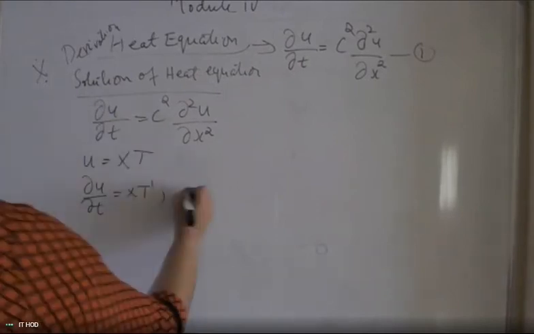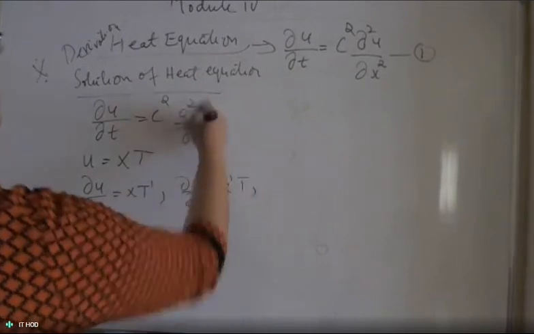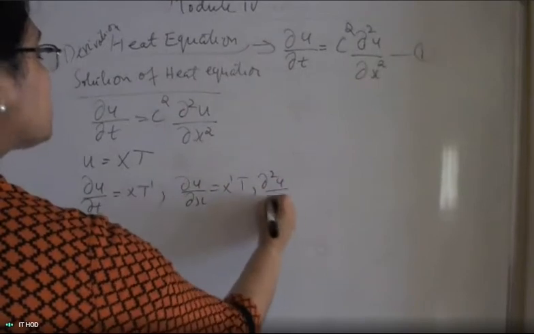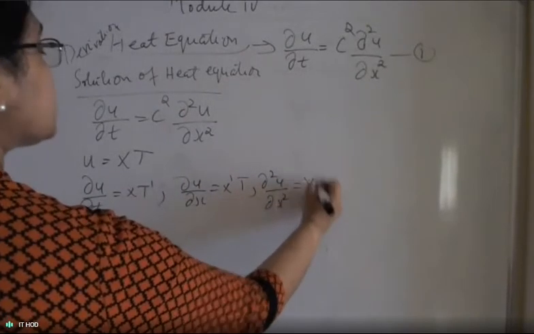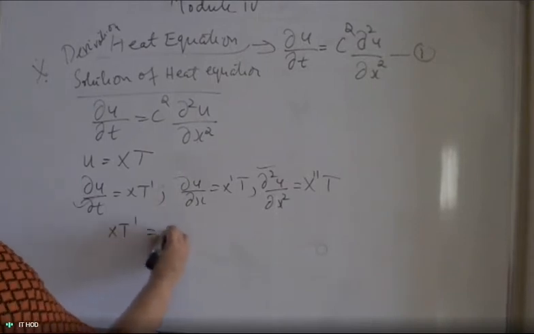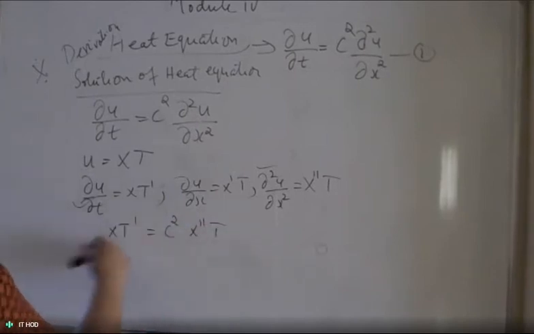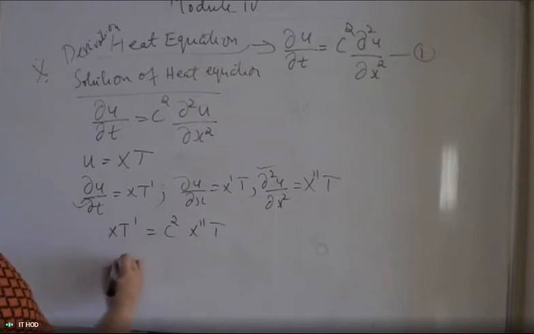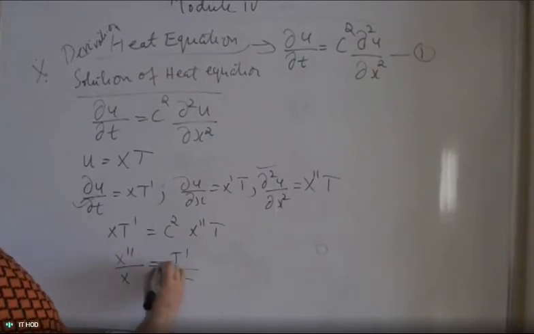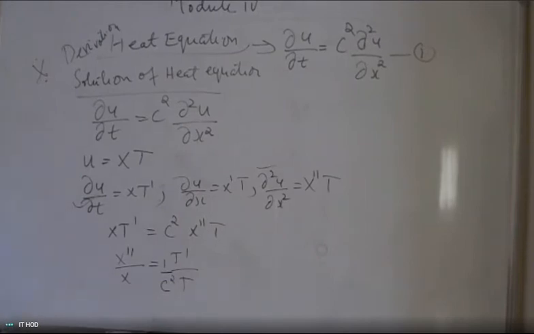Same method. What is dou u by dou x? This is equal to X dash T. But we need dou square u by dou x square. This is equal to X double dash T. So we are going to substitute these. This becomes X T dash is equal to c square X double dash T. Now what is the next step? We have to bring the same variables to each side. So X double dash by X is equal to T dash by T into 1 by c square, because that is the format given in the textbook.